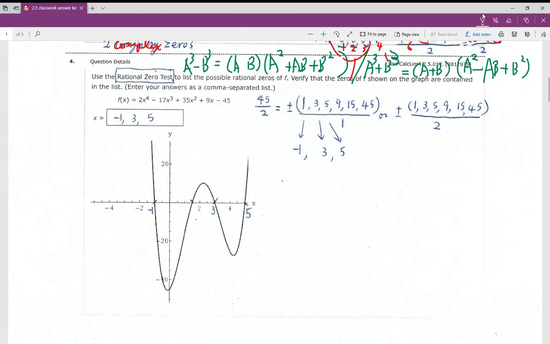Now, starting from number 4, we are going to learn a new method called the rational zero test. Rational zero test, sometimes we call the PQ test. Why do we call it PQ? P and Q. Now, if you have a polynomial, for example, we learned how to factor by FOIL when there's a quadratic equation.